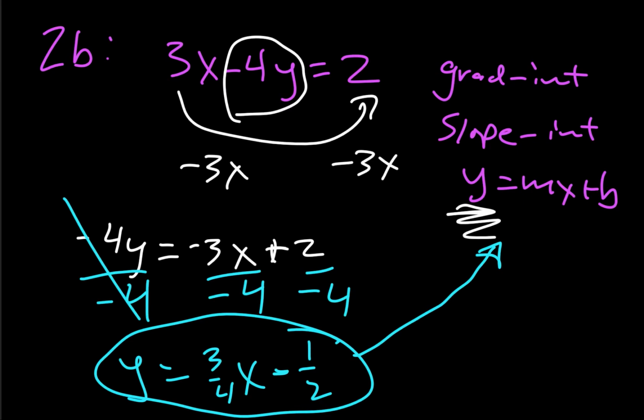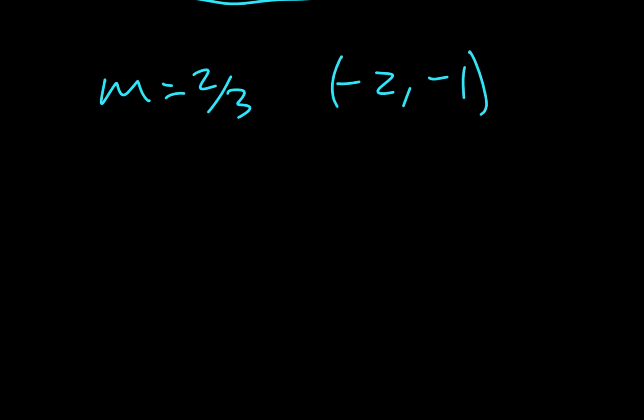Okay, we're going to move on to example 3. And example 3 says, find in general form the equation of the line with gradient, so slope, of 2/3, that passes through negative 2, negative 1. And once again, this asks for general form.